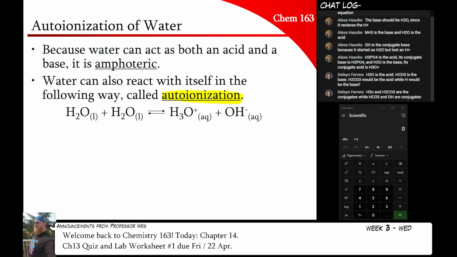Now, if I was to write the equilibrium expression for this reaction, I don't include liquids. I only include aqueous. And so I would get this, right? And because we know that the amount of H3O plus must be equal to the amount of hydroxide because it's the autoionization of water, those amounts must be equal in water.